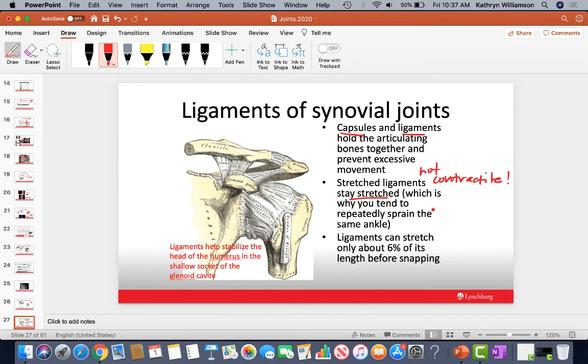So once you stretch them out, they're kind of like a rubber band. They're going to stay stretched out. And this is why people who sprain their ankles and stretch out the ligaments that support their ankles will repeatedly sprain the same ankle over and over again. Ligaments can only stretch to about 6% of their length before snapping. So ligaments provide a lot of stability, but they're kind of unforgiving. And this is showing you all the ligaments of the shoulder joint. Look at all of this to help stabilize that super mobile shoulder joint.